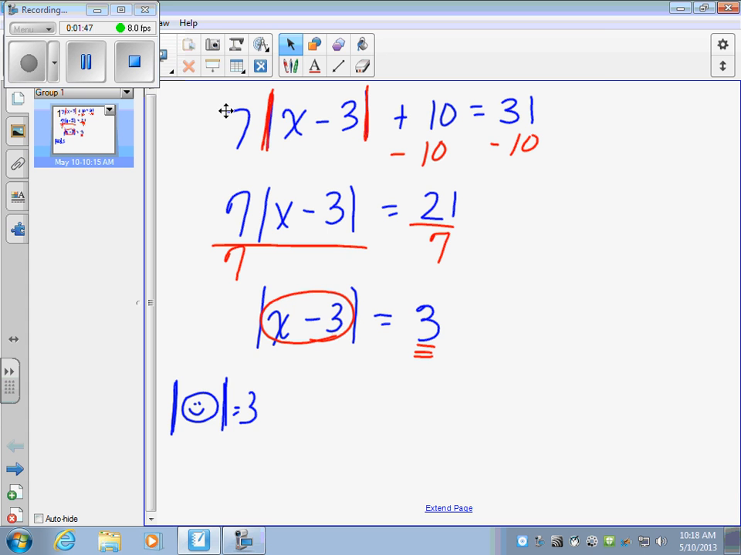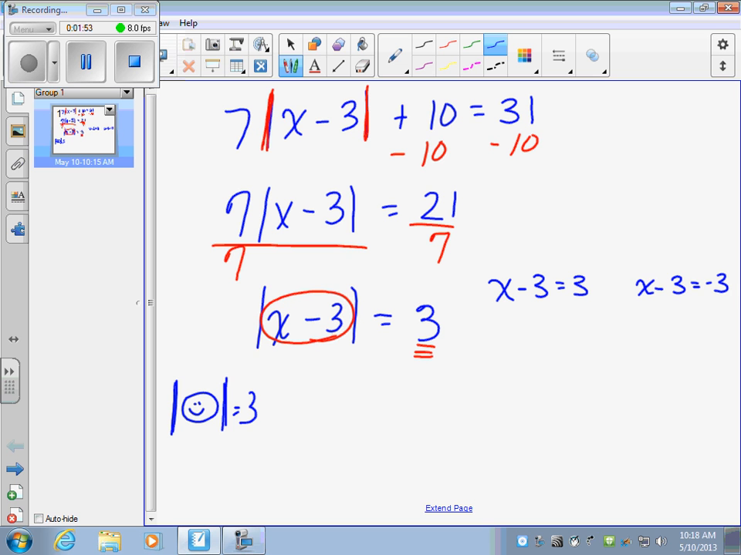So I'm going to write two separate equations. x minus 3 is positive 3 or x minus 3 is negative 3 in order to make that statement true. And then I'm going to solve for x just by adding 3 to both sides. So either x is 6 or x is 0. Those are my two solutions.